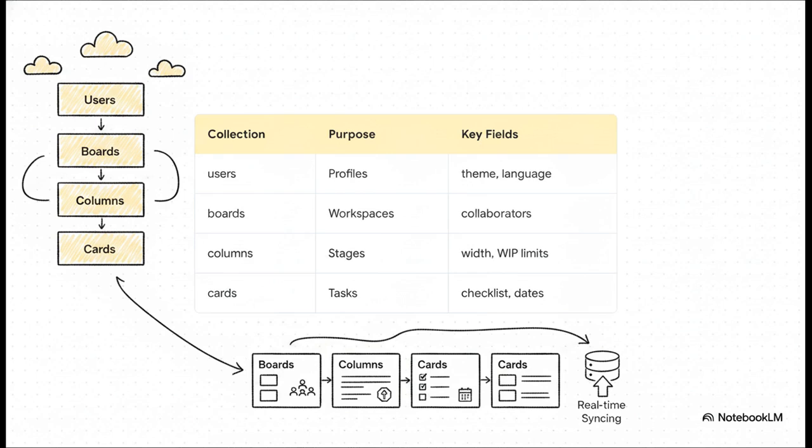A board knows its collaborators. A column knows its exact width and WIP limits. A card securely stores its due dates and progress. It is a beautifully normalized flow of data, which makes fetching and real-time syncing just ridiculously fast.